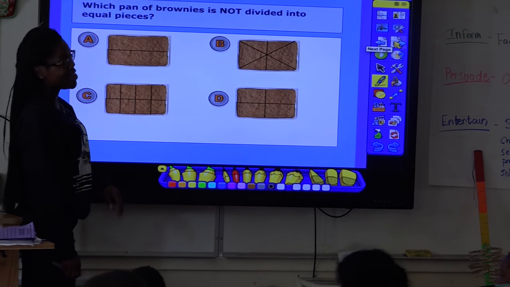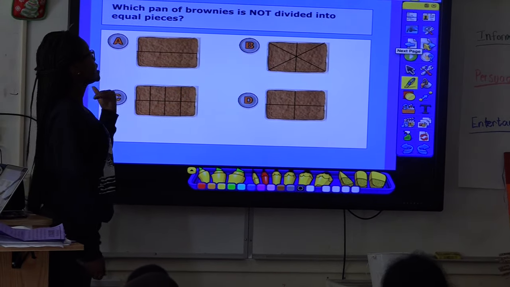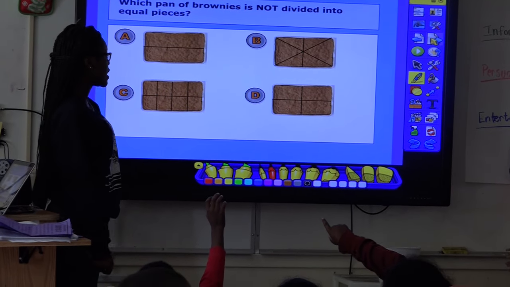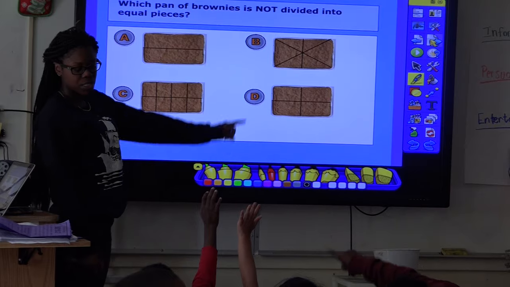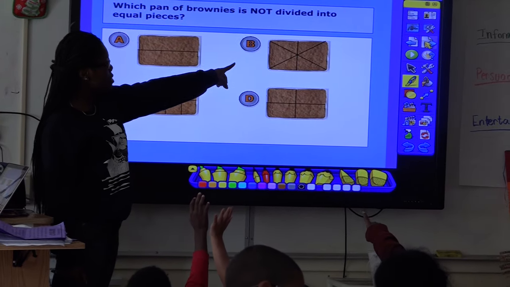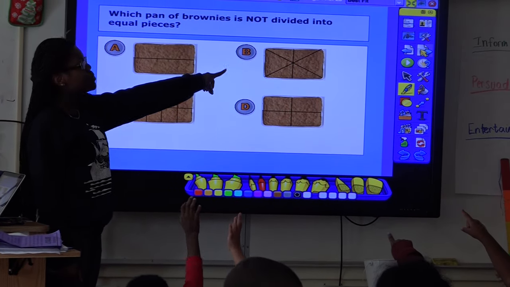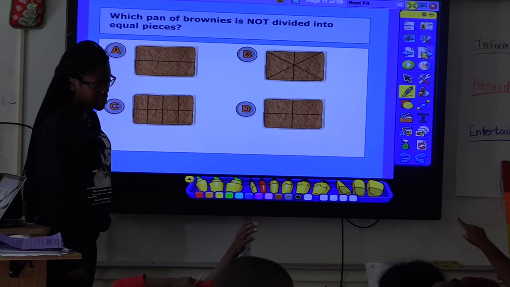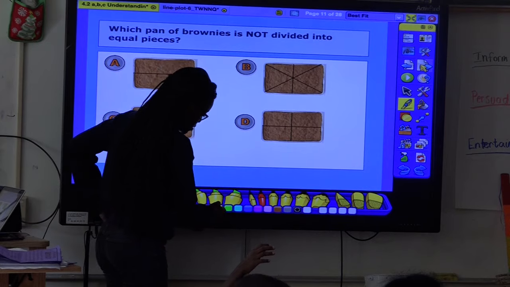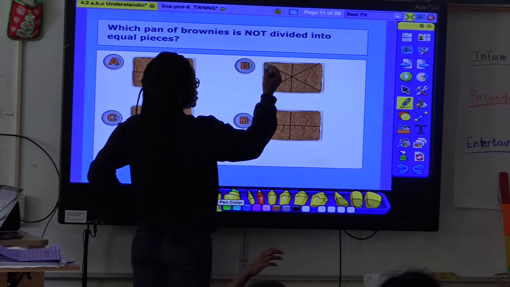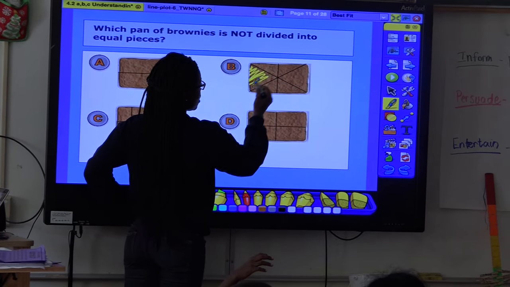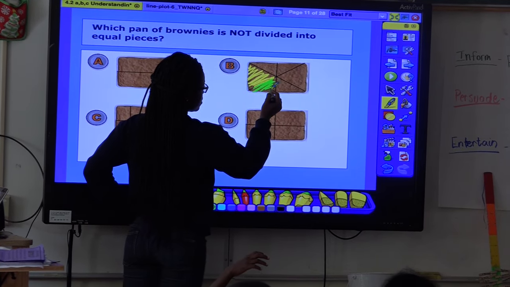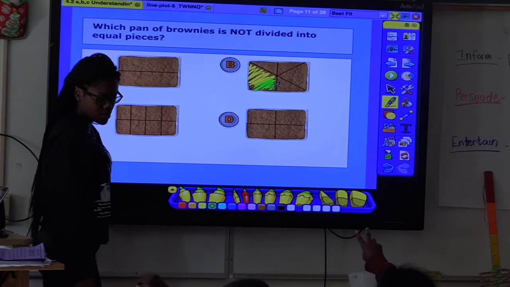Six. A whipped pan of brownies is not divided into equal pieces. I remember seeing a question like this on a test once. That was B. Because watch this. You can kind of look at it and say, oh, that looks equal, but if I color this one, it's big. And then I color this one, it's small. Are they equal? No, it doesn't look like it.